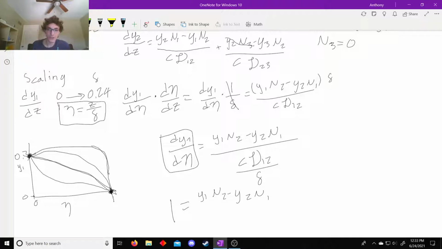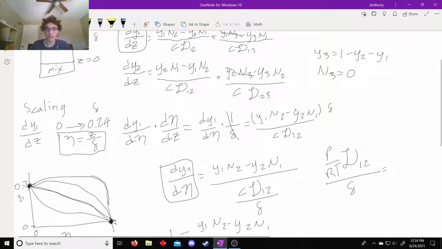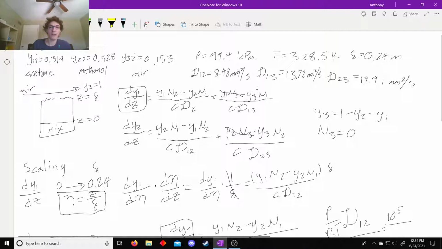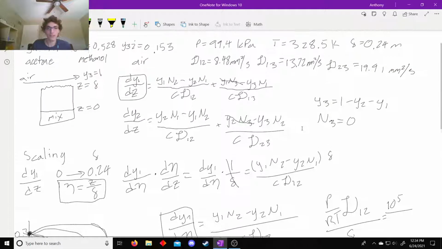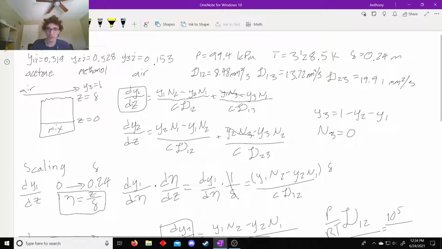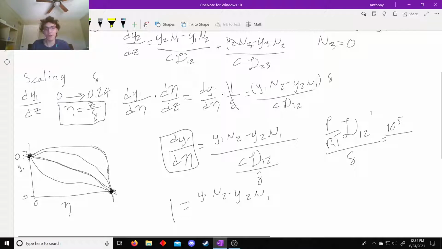Now for our concentration, we know that equals P over RT. Our pressure is about 100 kPa, so that's going to give us an order of magnitude of about 10 to the 5th, divided by R times T. R is going to be about 10. Again, this is an estimation. So we'll call that 10 times temperature, which is about 300. 10 times 300 is about 3,000, and that's going to be about the order of 1,000.